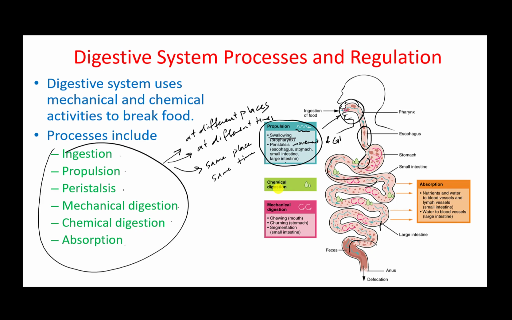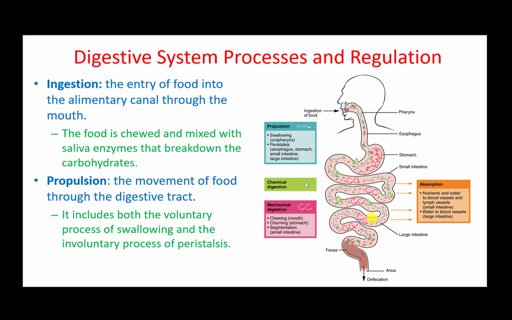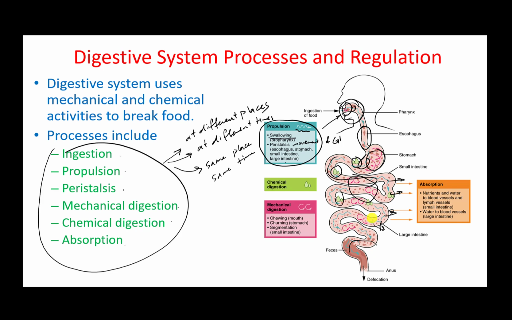We have chemical digestion. And this chemical digestion, it can happen in the mouth, it can happen in the stomach, it can happen in the small intestine. We have mechanical digestion. This mechanical digestion, it's happening in the mouth, it's happening in the stomach, it's happening in the small intestine. We have absorption, mainly happening in the small intestine. Part of it also would happen in the large intestine. So these different processes, again, they can happen at different places, or they can happen at the same place, they can happen at different times, or they can happen at the same time.